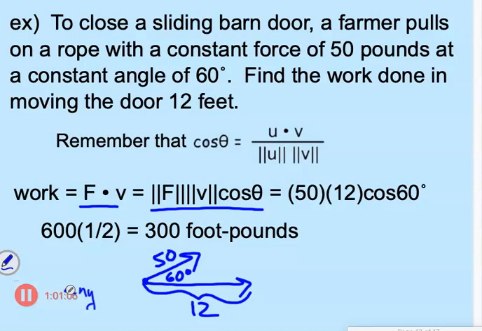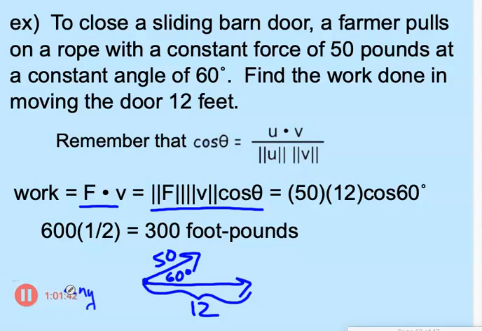The other way to do it is you could break F down into trig component form, and it's just the x component of that vector. So it's your magnitude of F cosine theta to get you your F, and then dot V. But anyway, your dot product is magnitude of F times magnitude of V times cosine of the angle between them. So 50 times 12 times cosine 60, you end up with 300 foot-pounds, or pounds-feet.